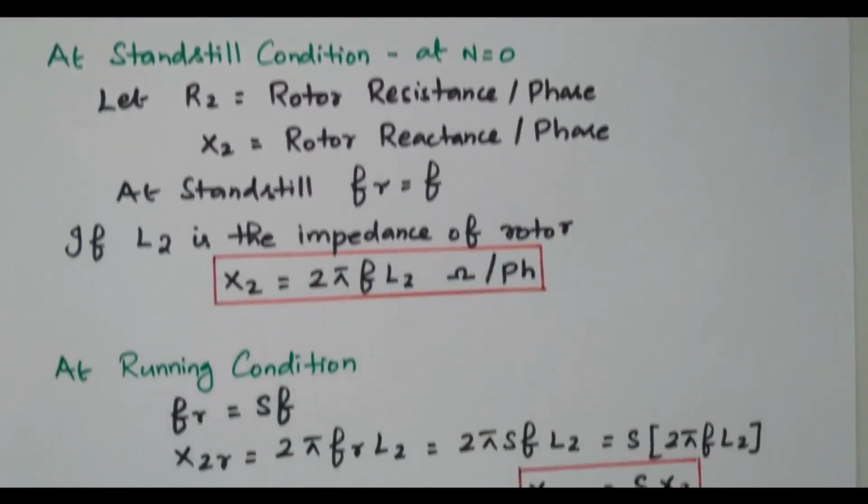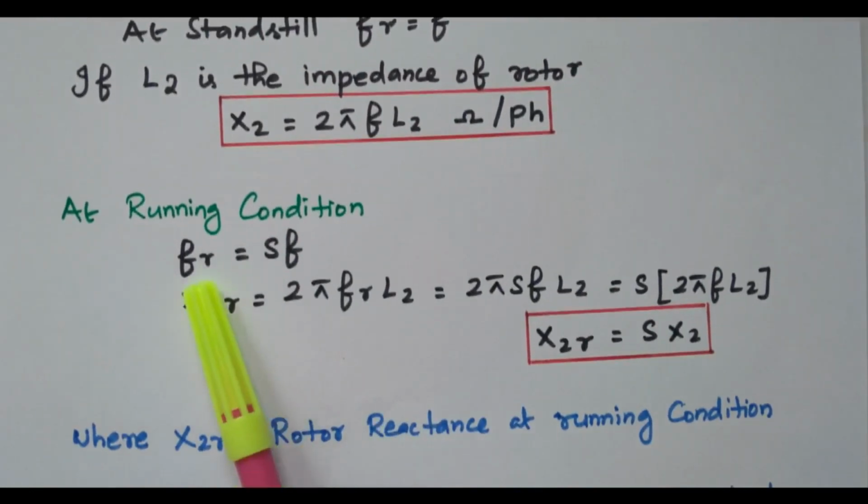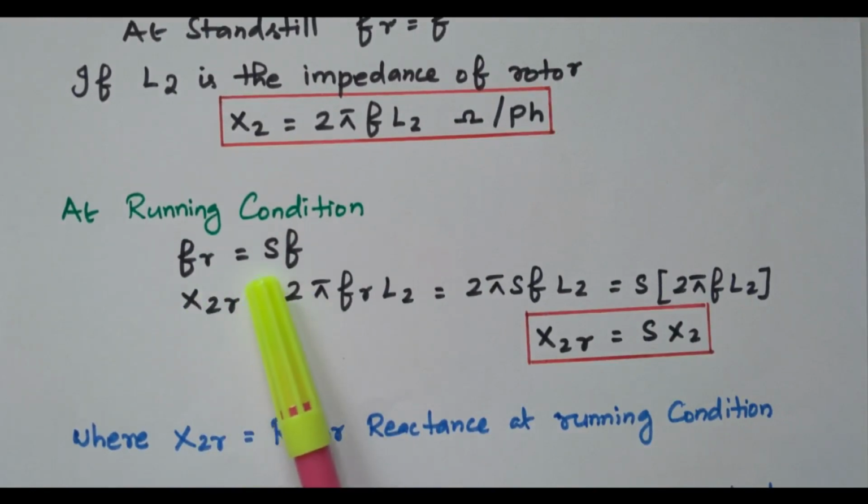Now we will go for the running condition. Under the running condition, FR equal to S into F, that we already discussed. The frequency of the rotor under running condition is slip into F. So X2R equal to 2 pi FR into L2. Here X2 is the reactance under standstill condition, X2R means under running condition. This F is now replaced by FR under running condition, into L2. But this FR is nothing but S into F. So 2 pi FR L2 is replaced by 2 pi S F L2, that is nothing but S into 2 pi F L2.